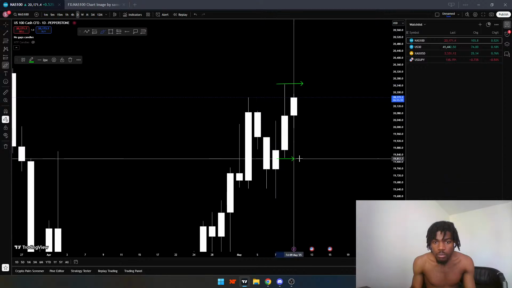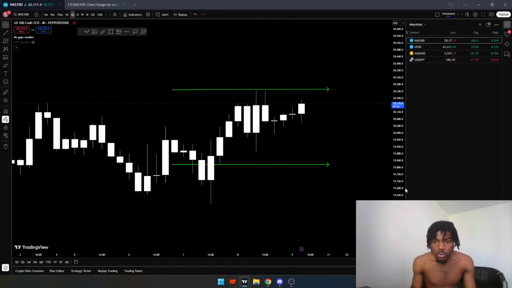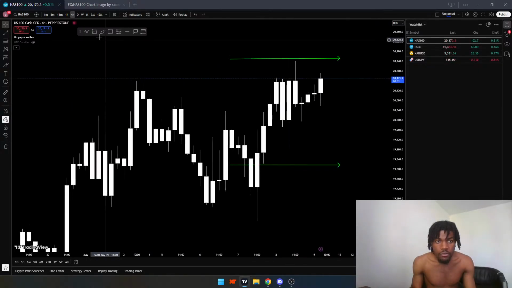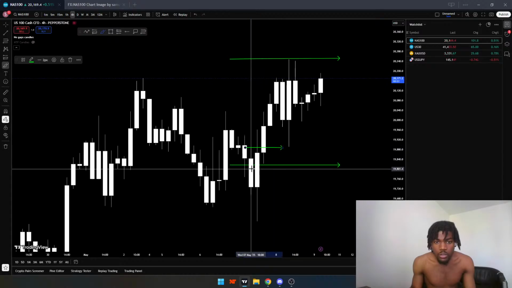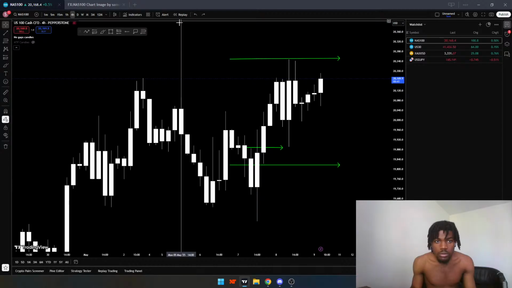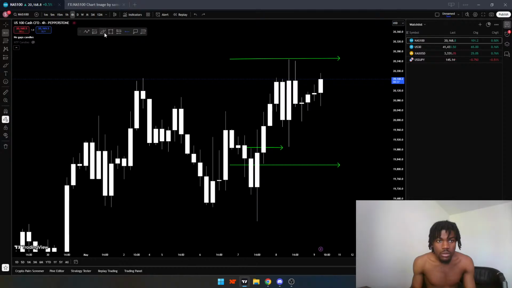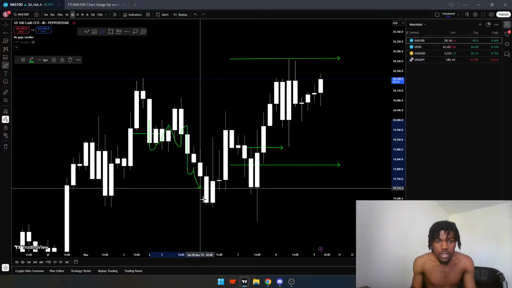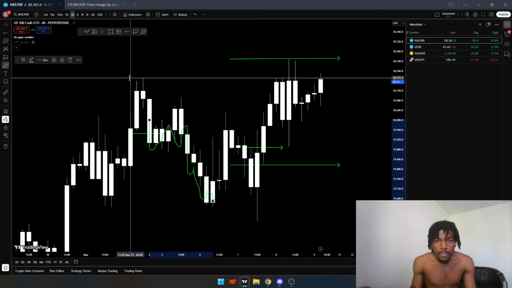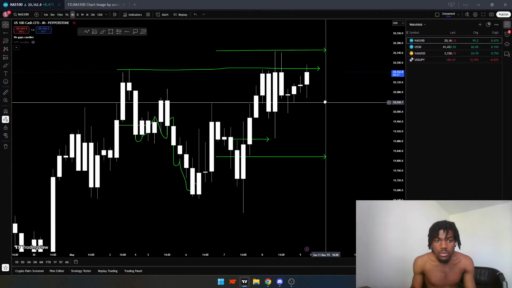Top and bottom of the range. We move on to the lower time frame and understand that we're currently pulling back after this closure against the last hour candle here. We see another pullback created to the downside and still fail to close above it.